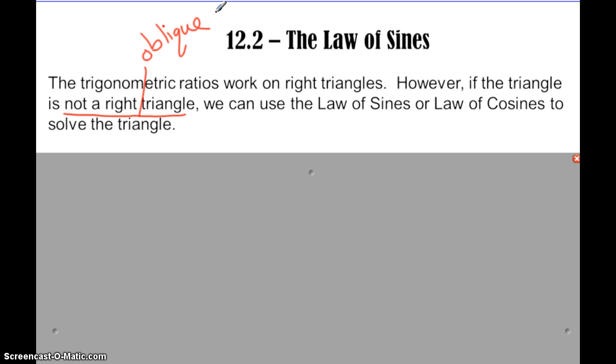We instead have to use some other formulas. These formulas are the law of sines and the law of cosines. You'll notice sines and cosines are those trig functions that you've learned. In this lesson, we're going to talk about the law of sines, and a little bit later on we're going to do the law of cosines, so not quite yet. So for the law of sines, let's talk about that first.